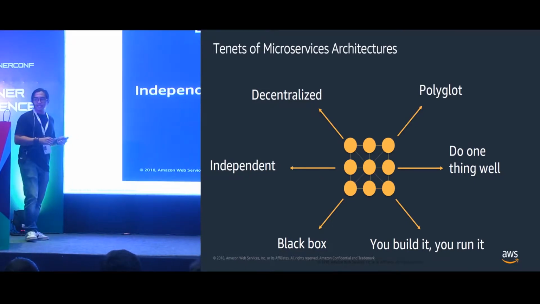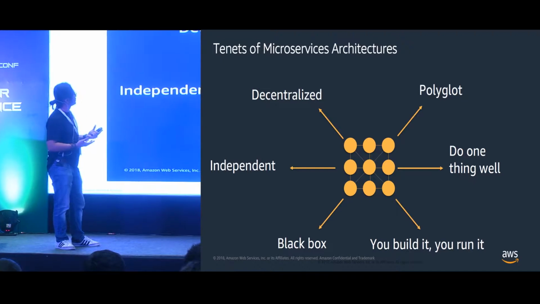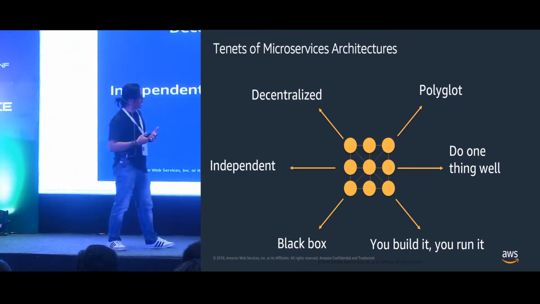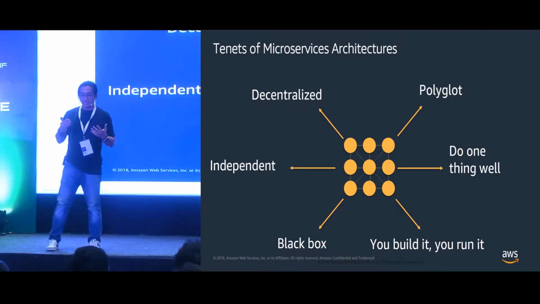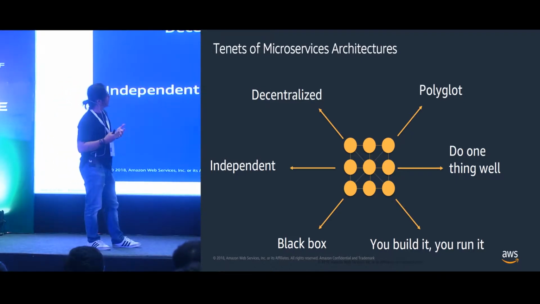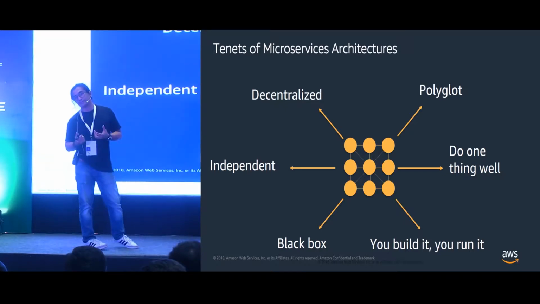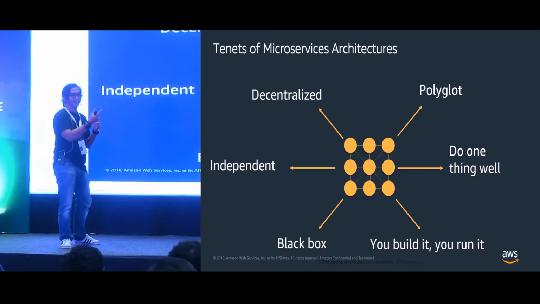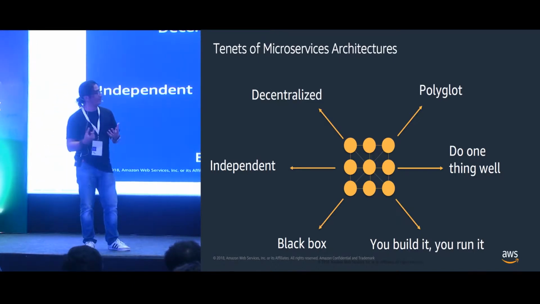I know there's a discussion going on, but I'm taking the tenets of microservice architectures. It's decentralized, it's independent, it's a black box, you do one thing well, it's polyglot. These are the tenets, and I think it's one way to describe the benefits of using microservices. With microservices, you build one independent service, and then you decentralize it. And by nature, we can call this a distributed system, okay?